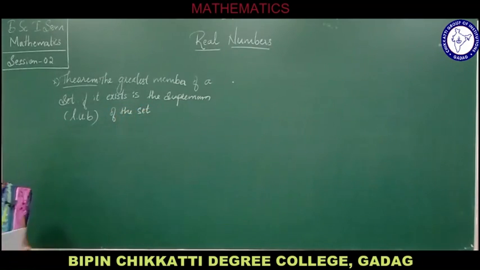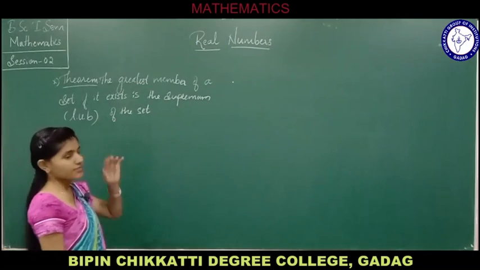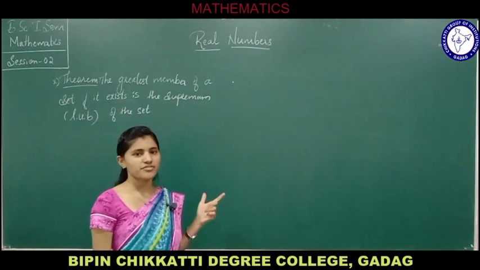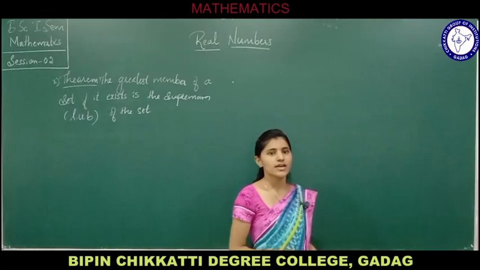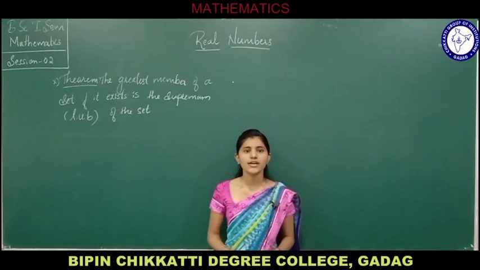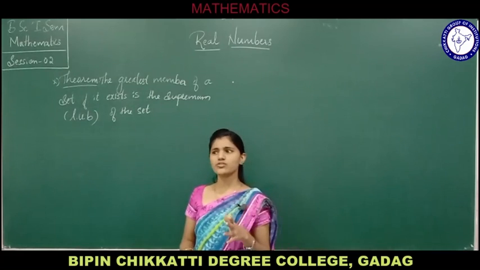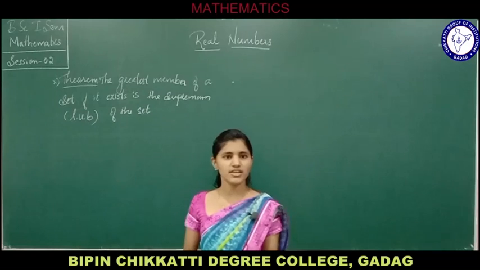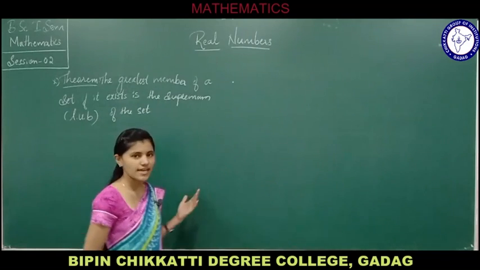So what do we need to prove? The greatest member of a set, if it exists, is going to be the supremum of that set. Let us again consider the number epsilon, let it be the supremum. If so, it is going to be the upper bound of S. Let us assume that there exists another number epsilon dash which is an upper bound. We are going to consider it like that and prove it.